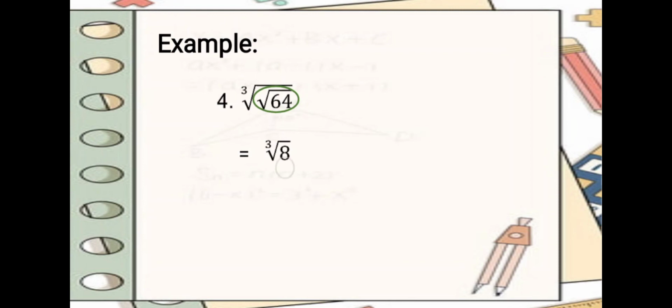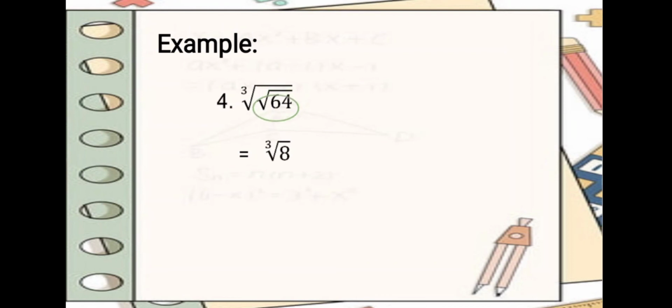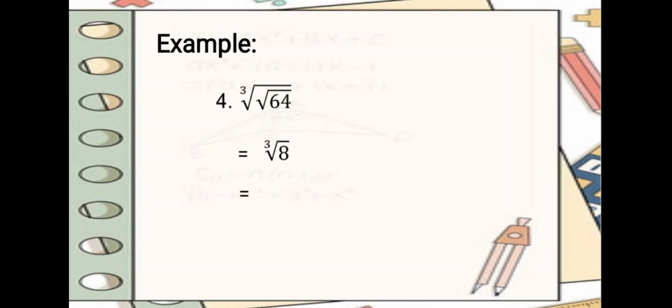Next, simplify. Pwede pa bang i-simplify si cube root of 8? Of course. The answer is 2. Bakit 2? Kasi 8 is a perfect cube. Kapag minultiply mo si 2 sa sarili niya ng 3 beses, ang sagot ay 8. So, tignan natin. 2 times 2 ay 4. I-times mo ulit sa 2, ang sagot ay 8. Ibig sabihin, si 8 ay isang perfect cube na kung saan ang sagot ay 2.